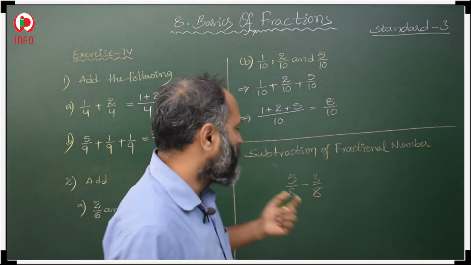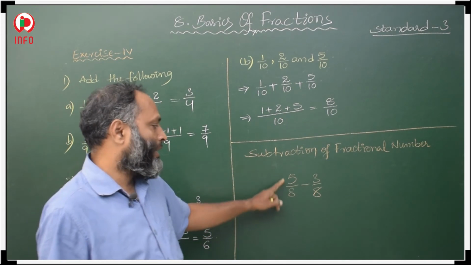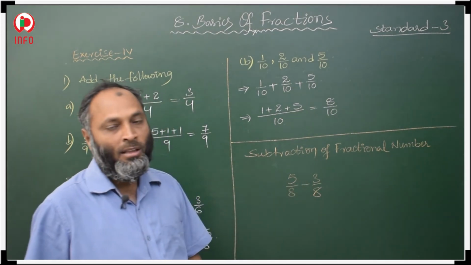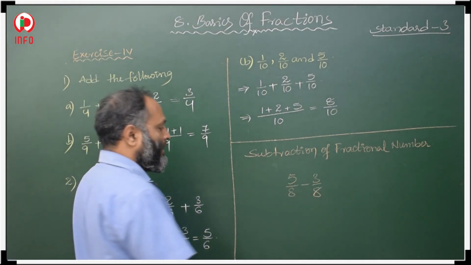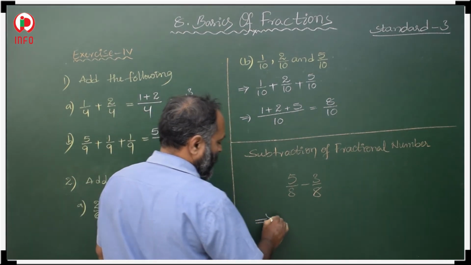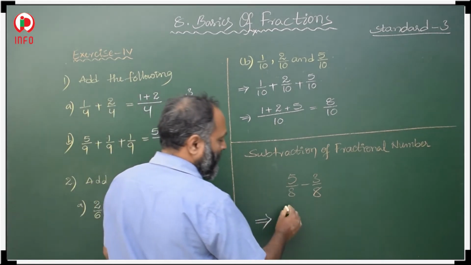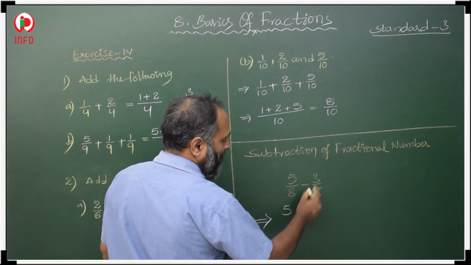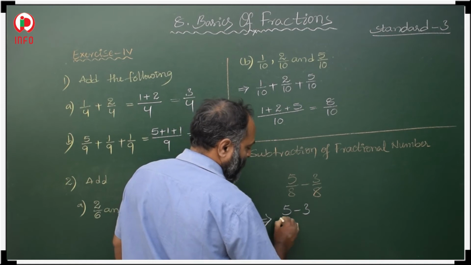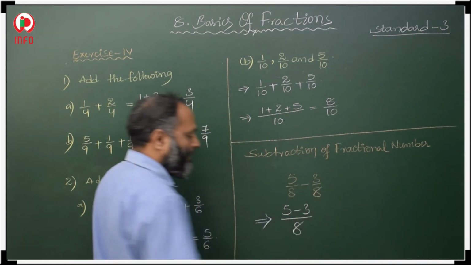Okay. So, here two fractions are given, 5 by 8 minus 3 by 8. Then how to subtract these two fractions? We have to find the difference of the numerators. What are the numerators here? One numerator is 5 and the other numerator is 3, so 5 minus 3, by the common denominator we have to write.